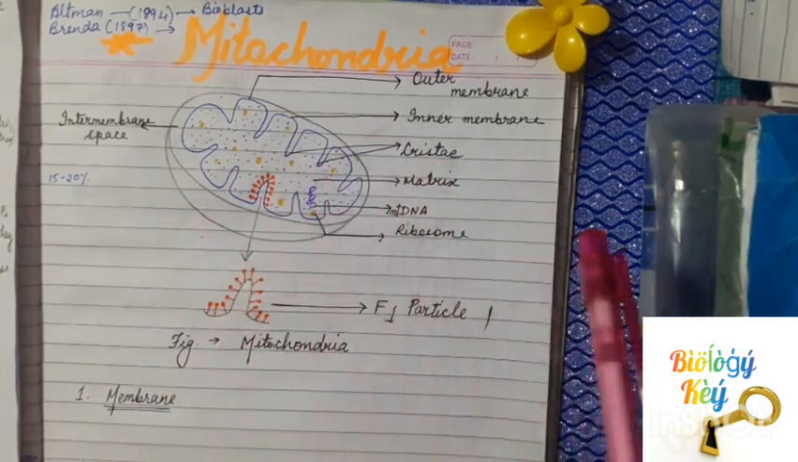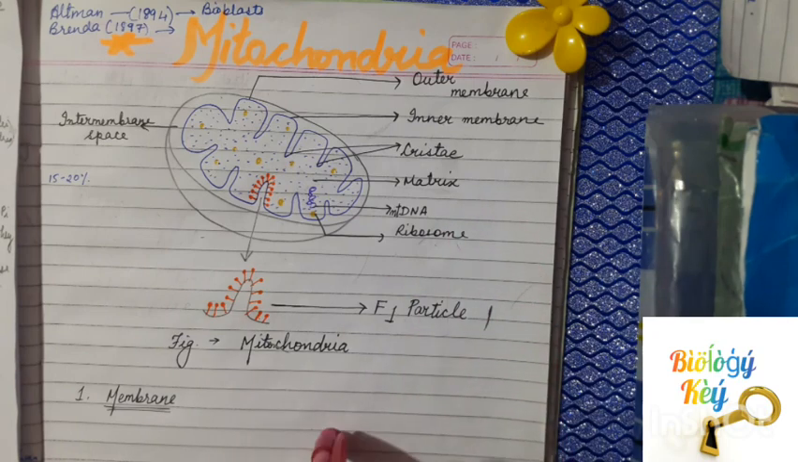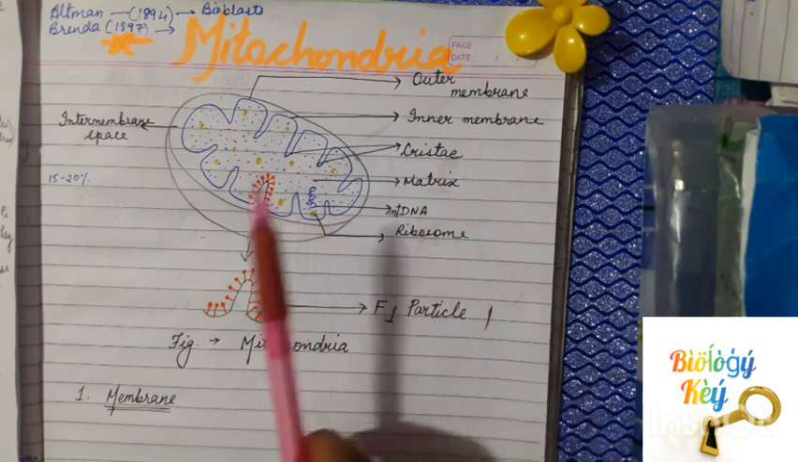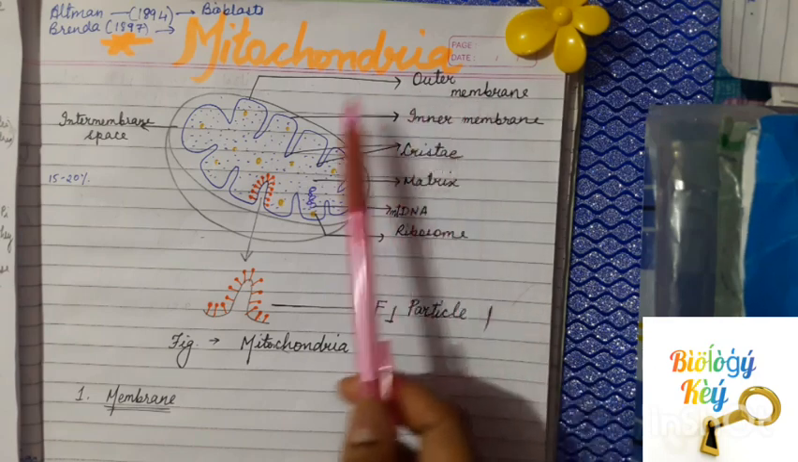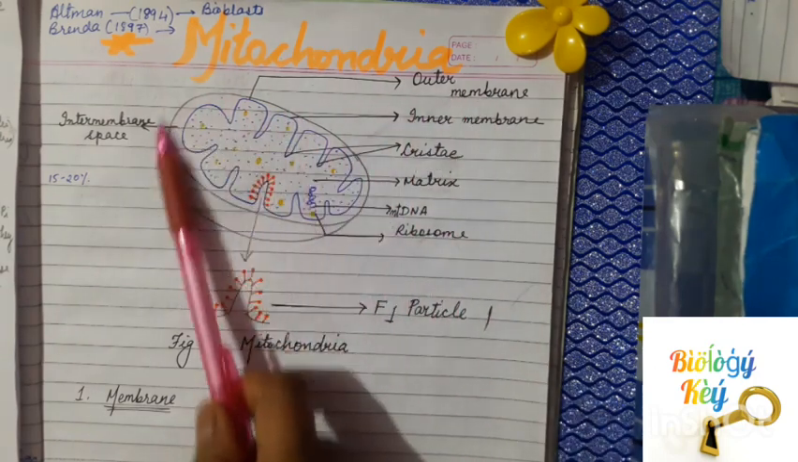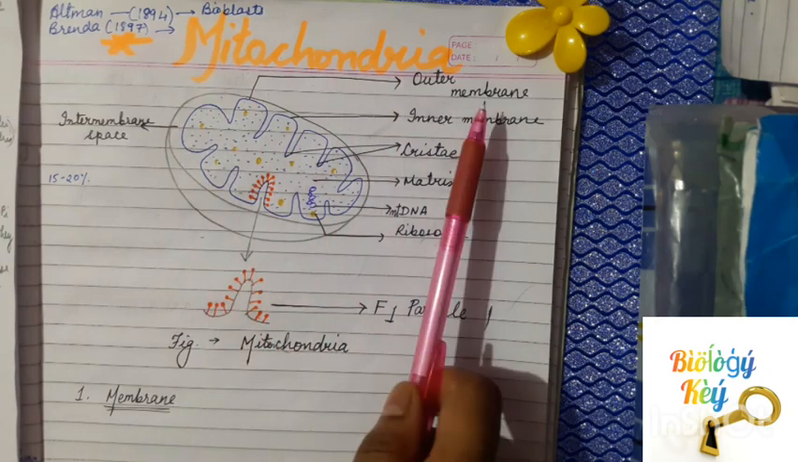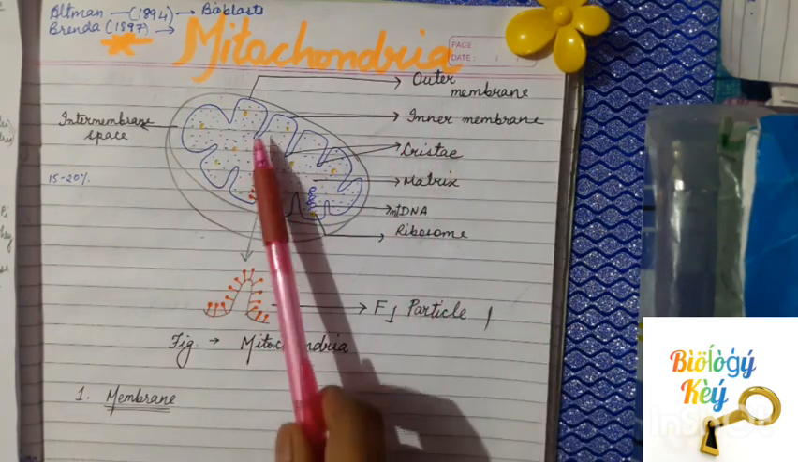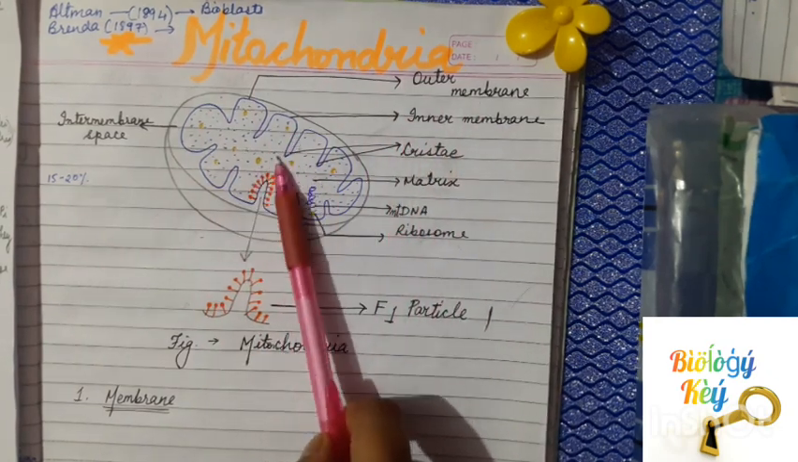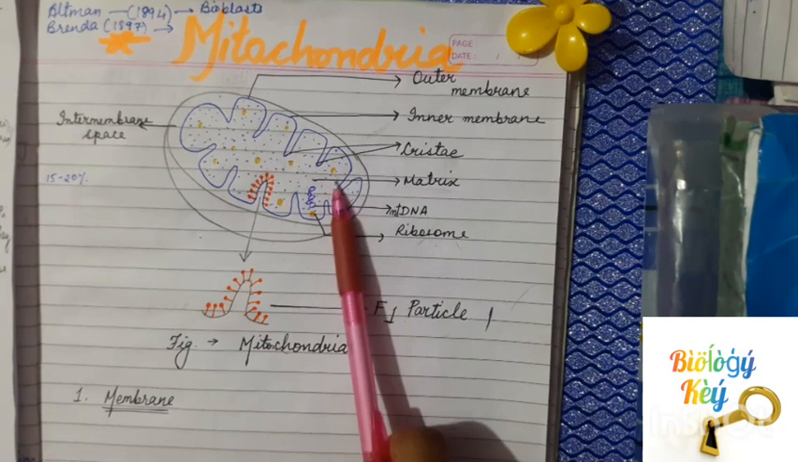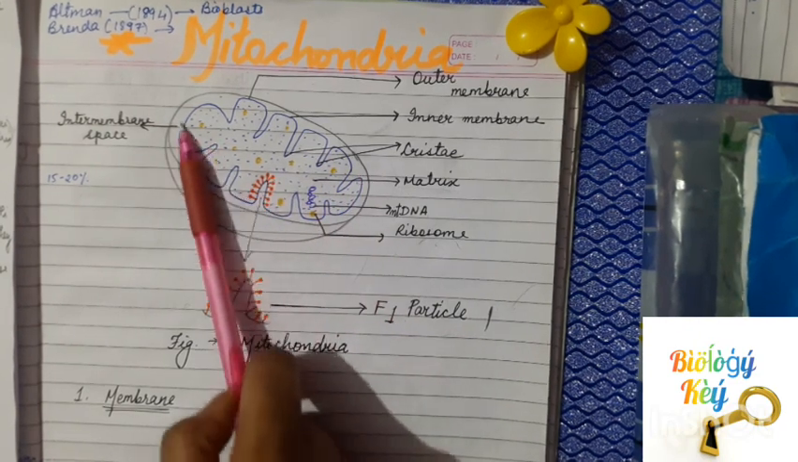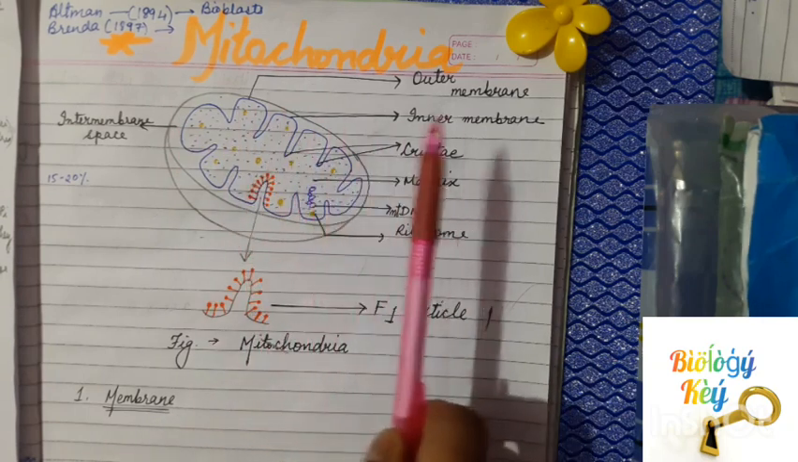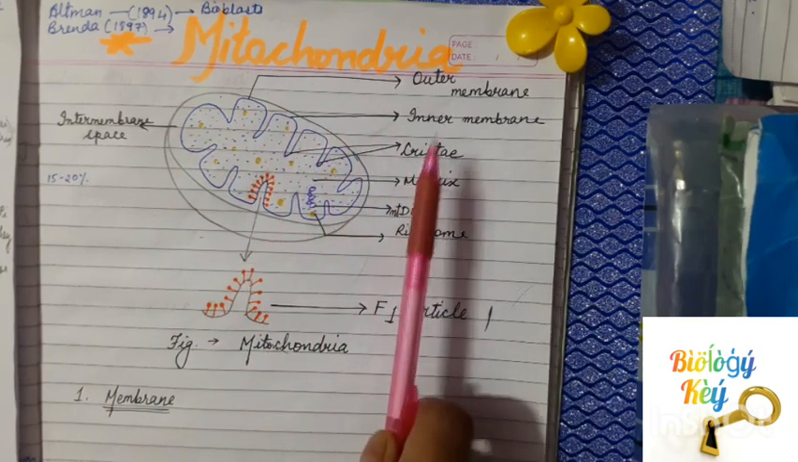Now let's talk about the structure of mitochondria. There are two membranes present in the mitochondria. One is the outer membrane. The outer membrane is smooth and plain, as you can see here, followed by the inner membrane. The inner membrane is folded and it is longer than the outer membrane, as too much folding is present. This folding is called cristae.